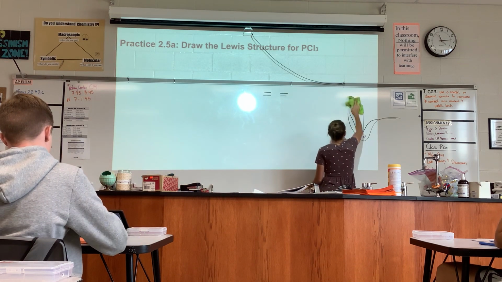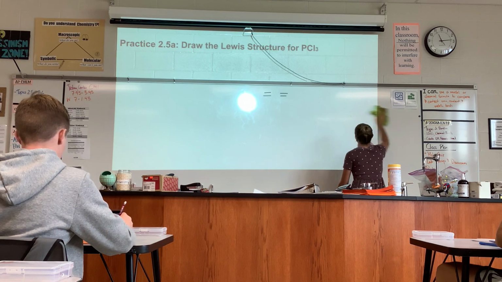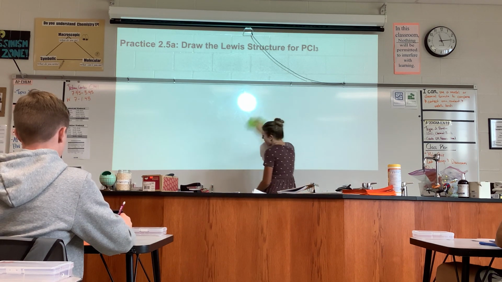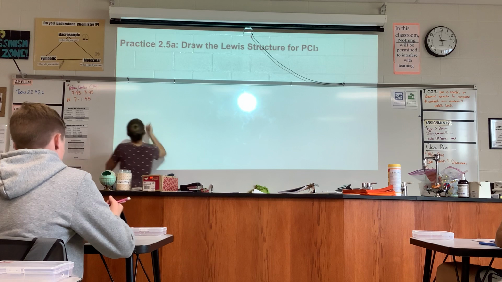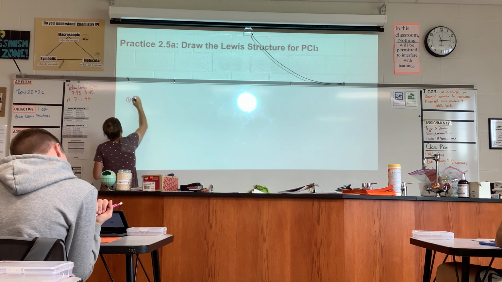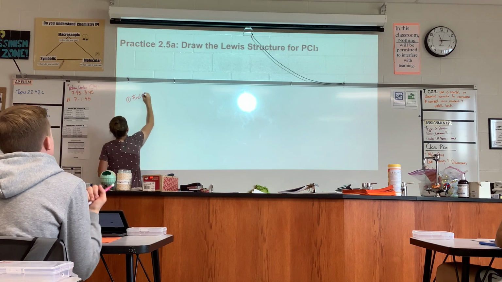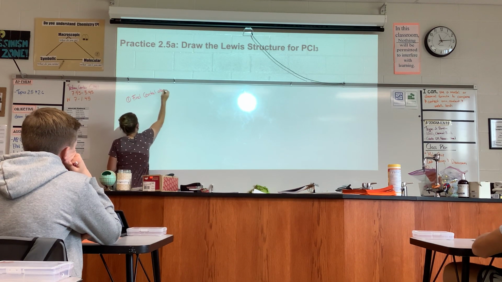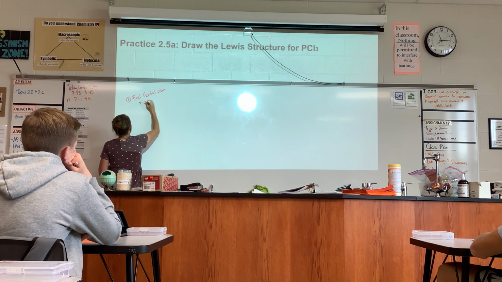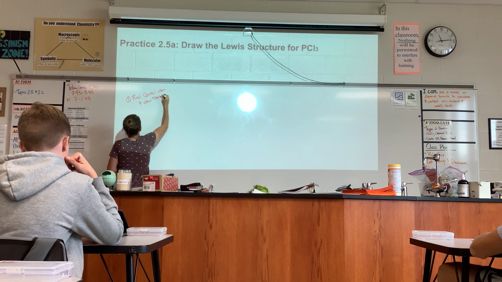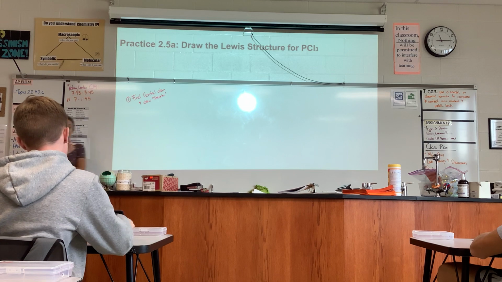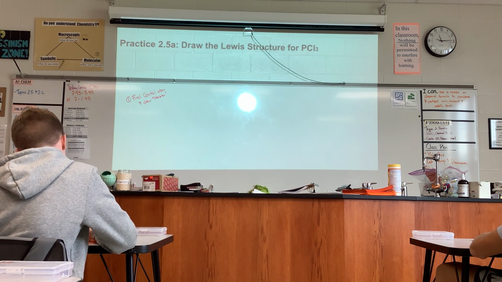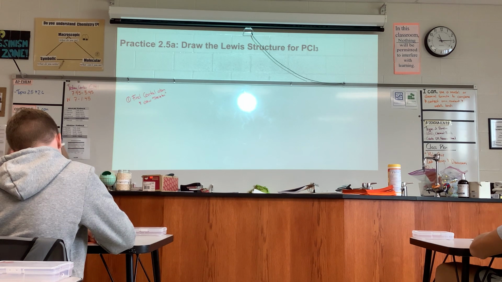Okay, so I'm going to write our own set of rules for drawing Lewis structures. Step 1 is determine the central atom and draw what we call the skeleton. So step 1 is we're going to find the central atom, so which one's going to go in the middle, and then we're going to draw the skeleton structure, meaning where the other ones are going to be placed.